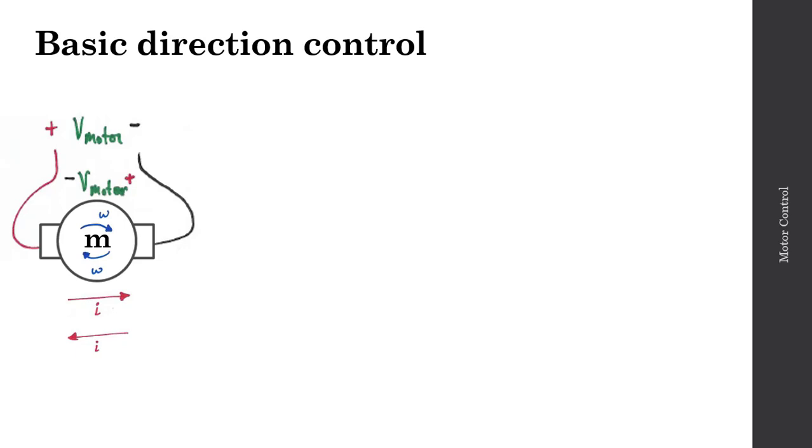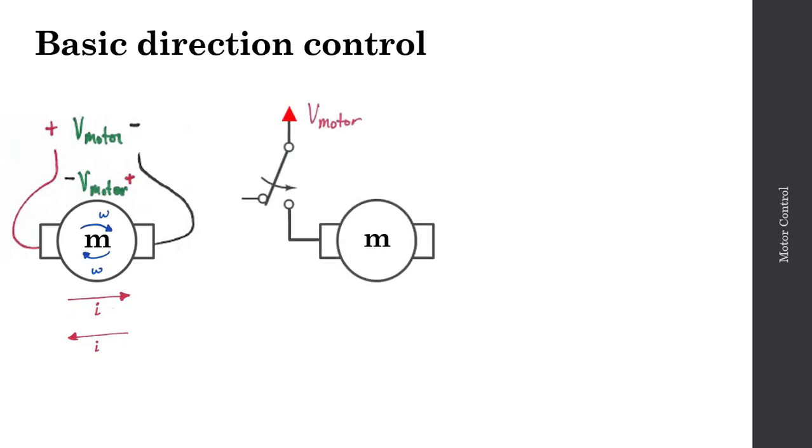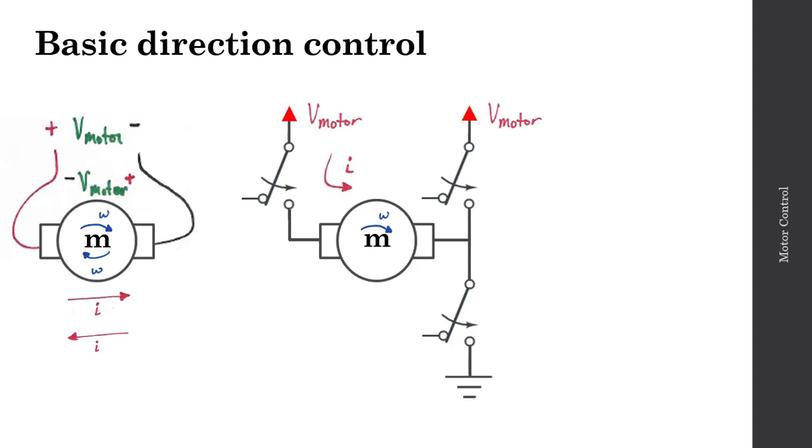Now, physically switching the leads would be rather cumbersome. So one way of tackling this would be to attach one lead of the motor to the voltage supply via a switch and the other lead to ground via a switch. In this setup, when both switches are closed, we get current flow through the motor and thus the motor rotates.